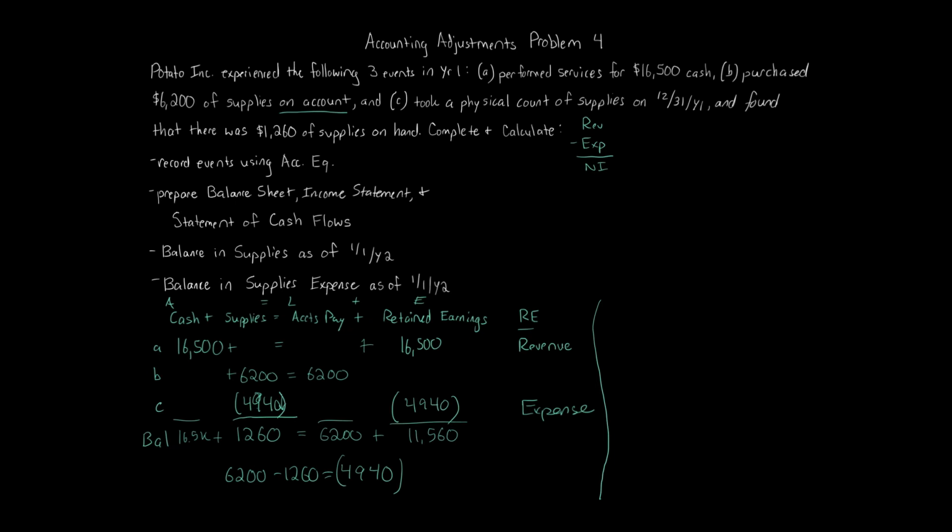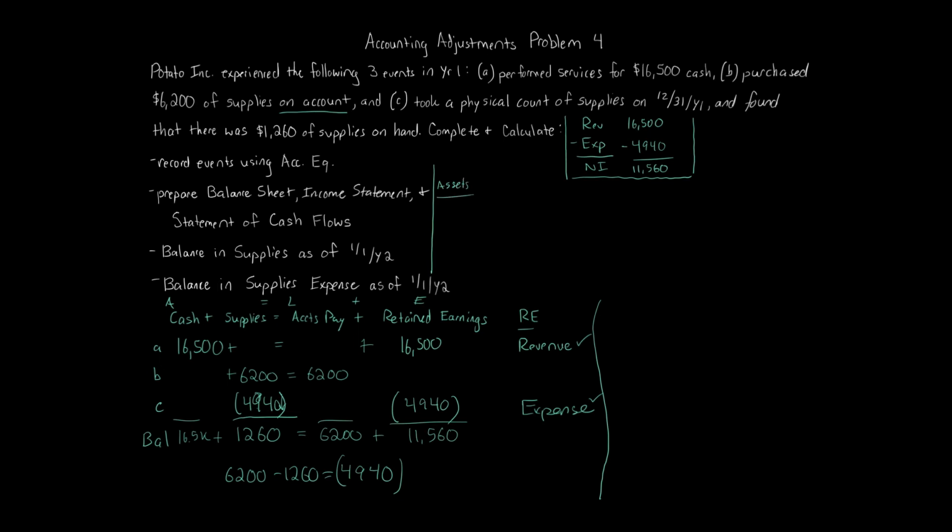Our revenue here, we saw in the first transaction, is $16,500. Expenses we saw in transaction C is $4,940, so we'll subtract away $4,940. And we're going to get net income of $11,560. So that is the income statement. Easy, very easy. Now let's do our balance sheet. Balance sheet, we've got assets on the left. Let's do this right here.